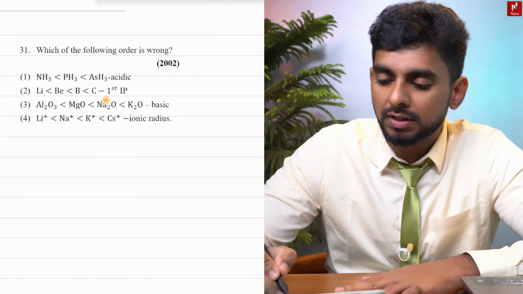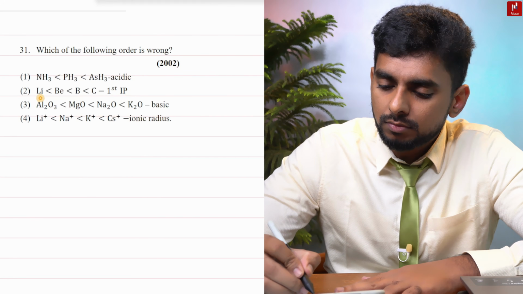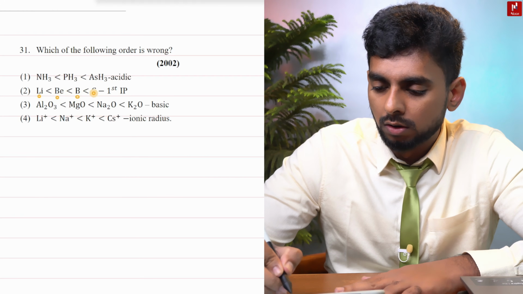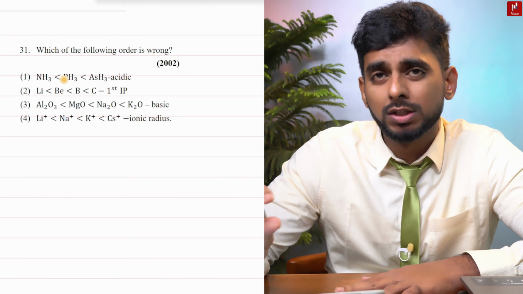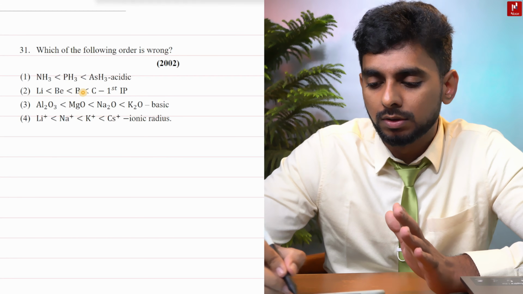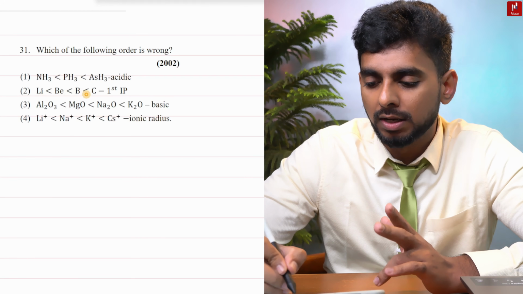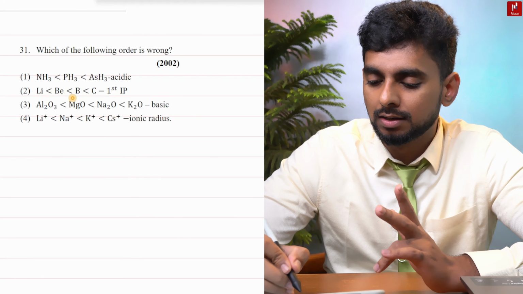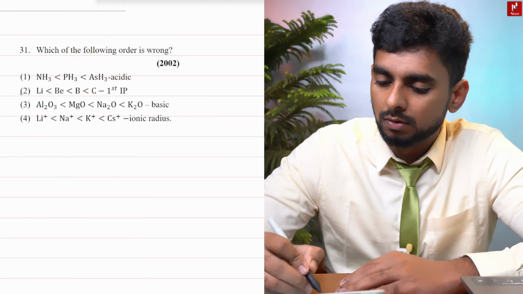Then they're asking us to find the first ionization potential, or ionization enthalpy, for lithium, beryllium, boron, carbon. I just know that beryllium is 2s2, a fully filled s subshell or orbital. Therefore these two have to switch places. It should have been lithium, boron, beryllium, carbon. That's not how they have given it to us, so that's going to be wrong. So option 2 is the wrong one.